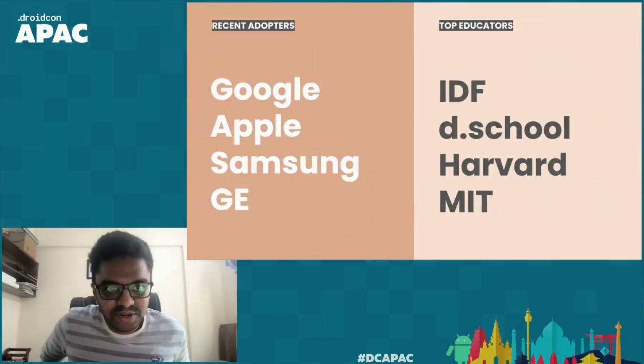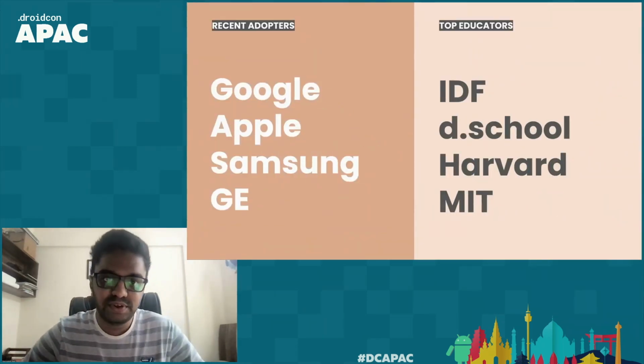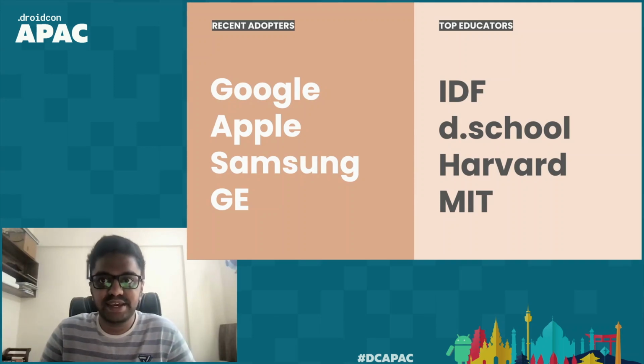But on a serious note, we have had a few recent adopters of design thinking. Some of them being Google, Apple, Samsung, and GE. And when I say recent, it's relatively recent. They adopted design thinking a few years ago. So these are the businesses that use design thinking every day. And a few of the top educators also use design thinking: IDF, Interaction Design Foundation, D School, Harvard, and MIT.